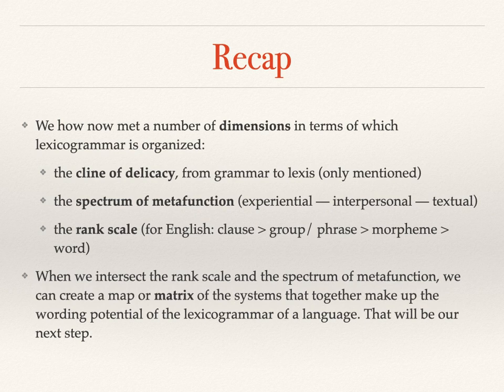Now we can intersect the second two dimensions, the spectrum of metafunction and the rank scale, as in fact I already hinted at when we started this segment 2.4. So when we intersect the rank scale and the spectrum of metafunction, we can create a map or matrix of the systems that together make up the wording potential of the lexicogrammar of language. What's the wording potential? Well, it's the potential for constructing meanings as wordings, as grammatical items, lexical items, and grammatical structures. And that will be our next step.